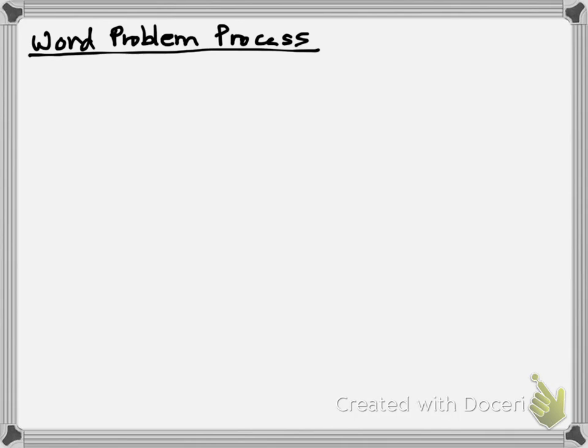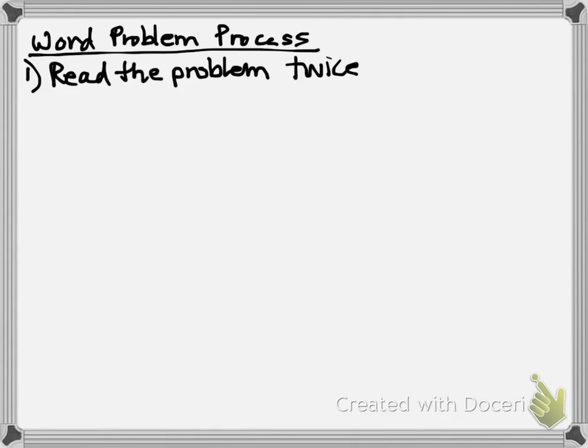So, I know this seems obvious, but most of you don't do this step, and this is what causes problems: in order to translate something, you have to read what it says. So I'm going to recommend that you read the problem twice. The first time I read it is just to get an idea what the problem is about. The second time I read it is to now start pulling out information.